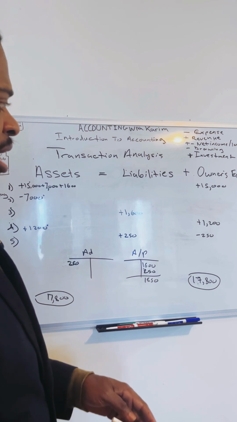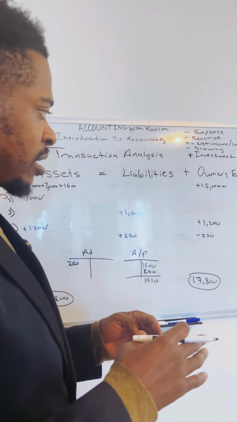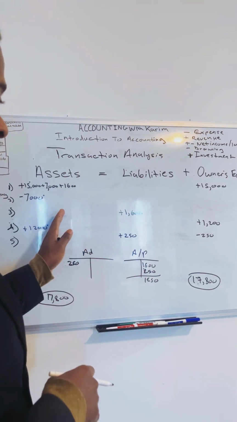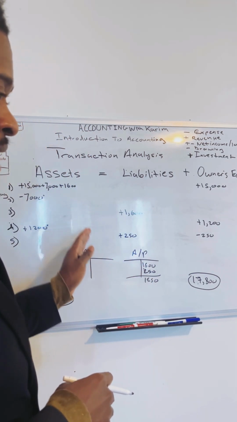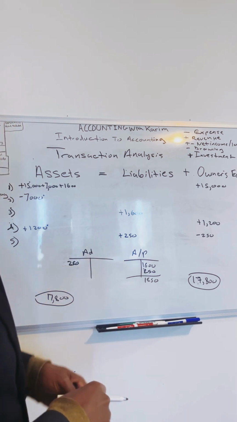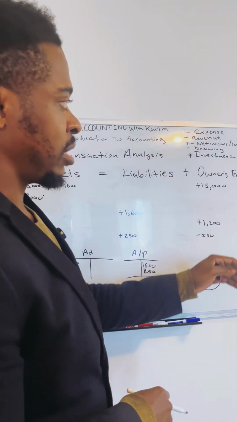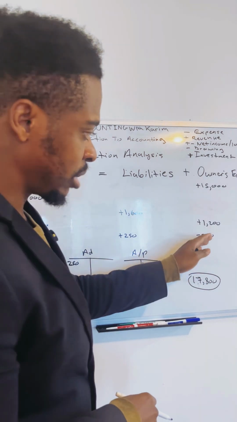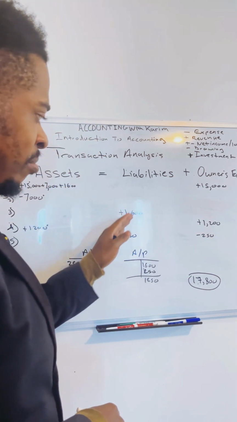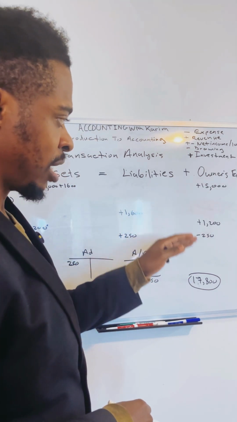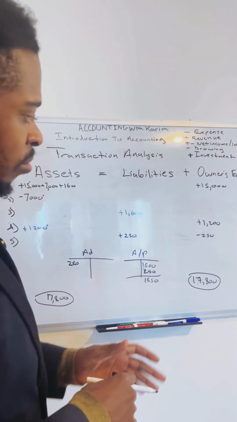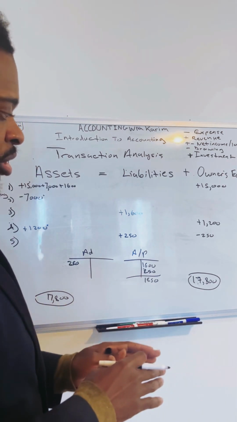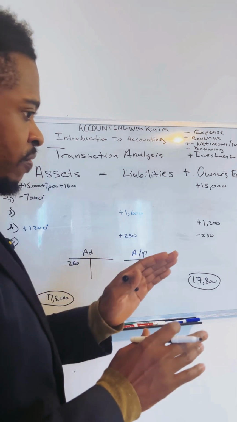And so at the end of this transaction, there should be a zero effect, right? Because the asset side is not impacted by this transaction, okay? Only the liabilities and owner's equity. And so what we have here is that owner's equity went down by $250 and liabilities went up by $250, right? So that's a zero effect. So at the end of this transaction, both sides of the accounting equation should be the same as it was in the previous transaction.